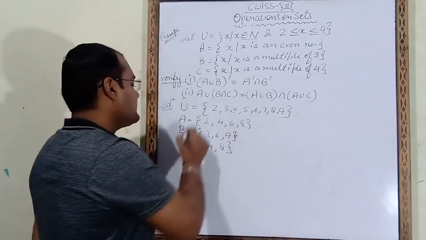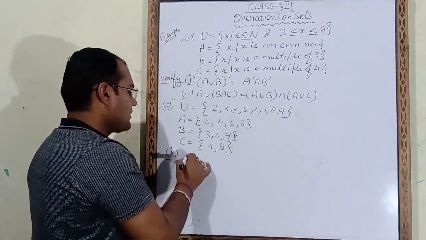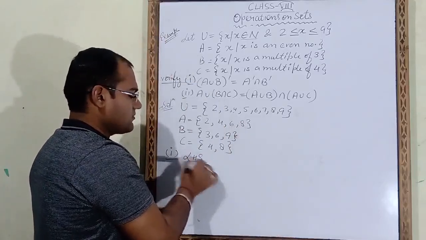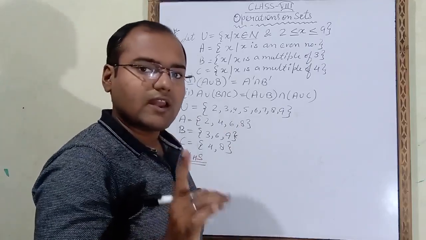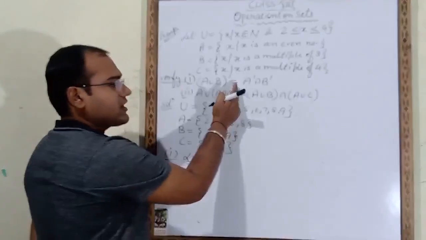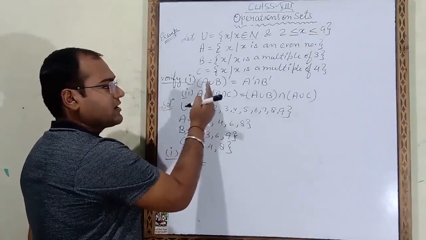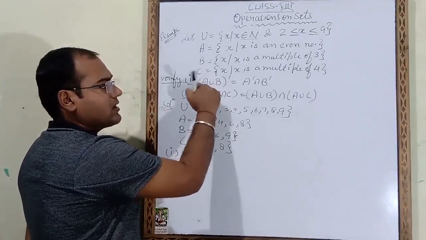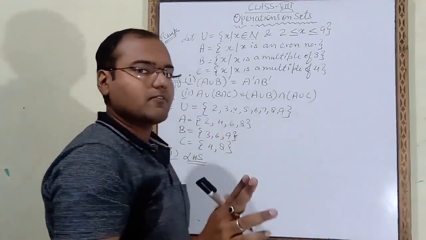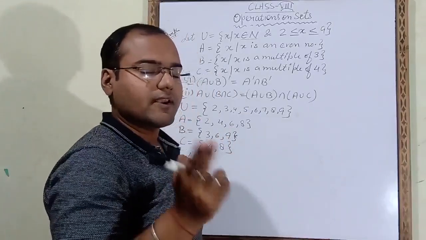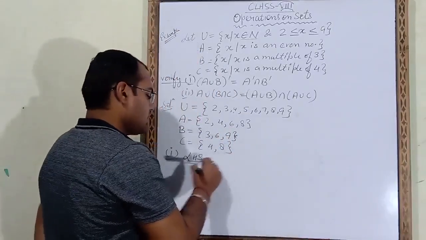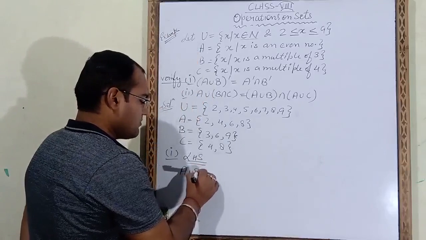Now the first part is the left hand side. First of all we will solve the left hand side. The equal to sign is here, so we have to solve this much side. What is written here? A union B complement. Complement we will do later on. First of all we will find A union B.